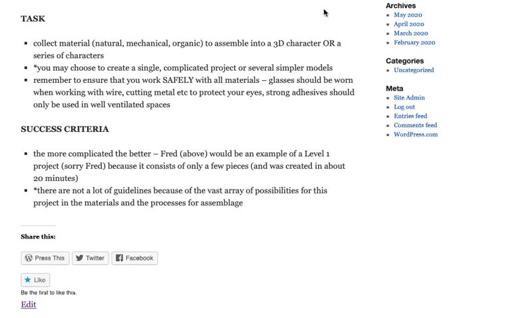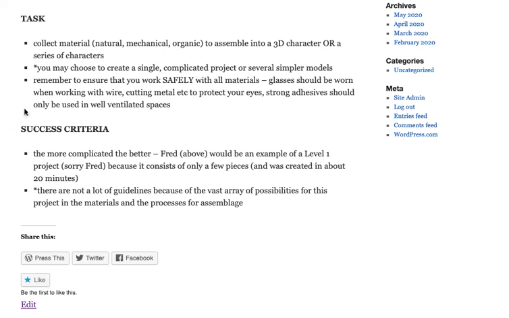So once again, you've had 2 weeks to collect this stuff together. Now, if you haven't already done so, start putting it together into your three-dimensional being. So you may choose to create one single really complicated project, or if you've got a bunch of Freds, maybe you're going to do several simpler models.